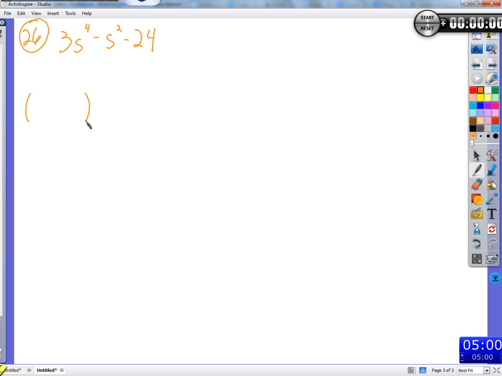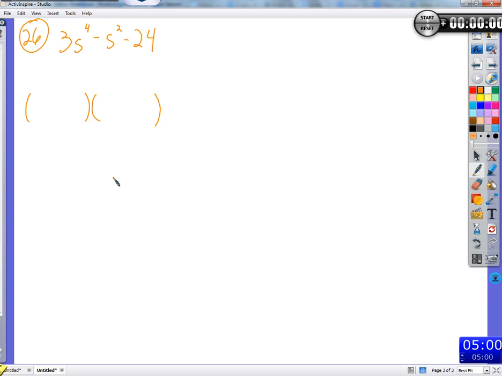So, to give us a little bit of a head start as we talk about this, we saw several people getting this idea. You're going to write it as a product of two polynomials, and when we multiply them together, what's the first thing we want to wind up getting? First term that we want to wind up getting? 3s to the 4th, okay?